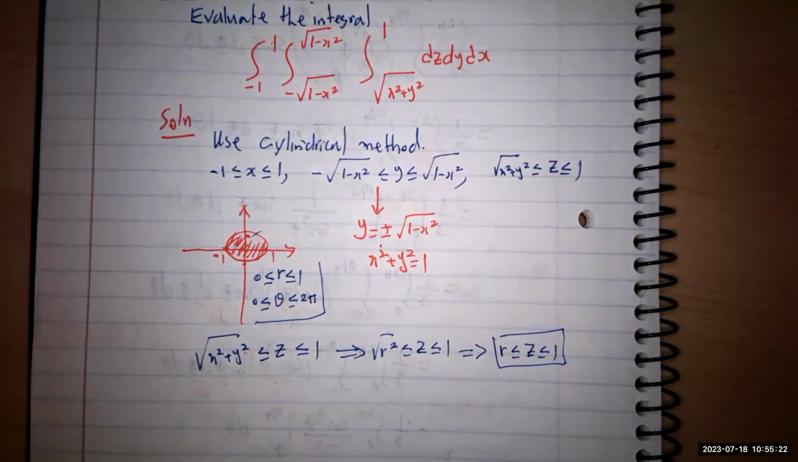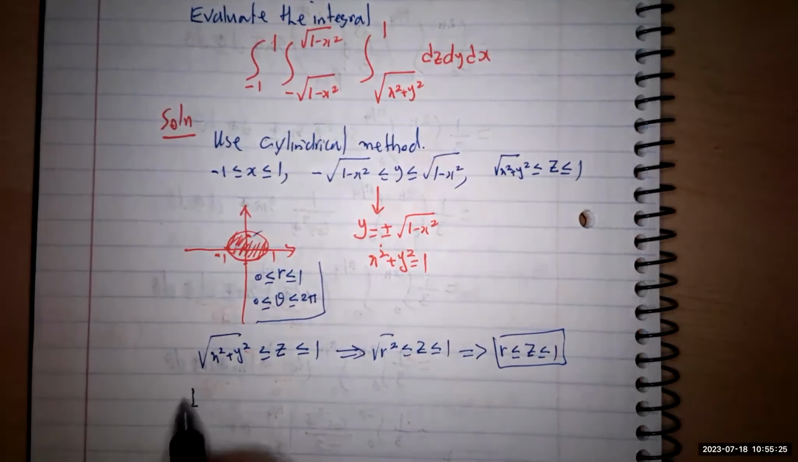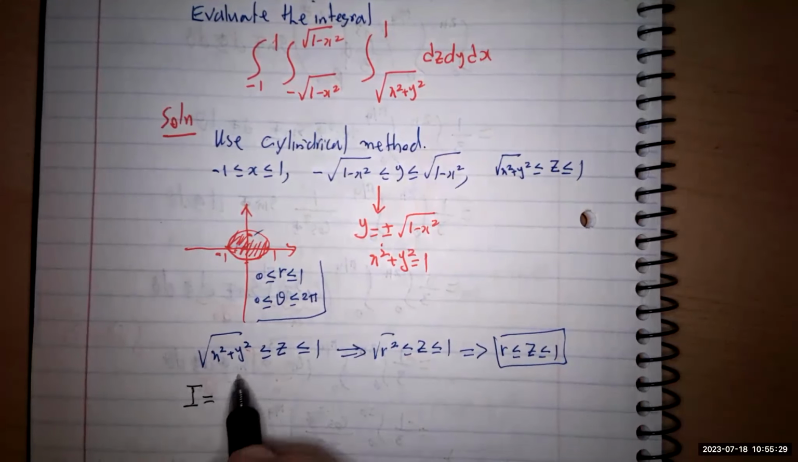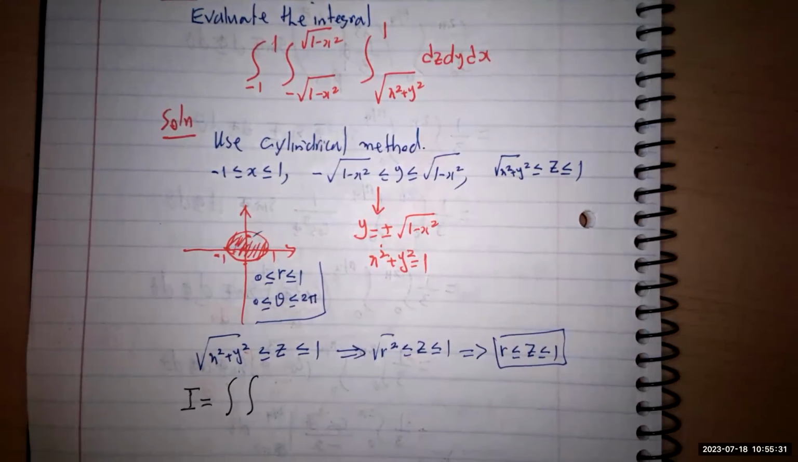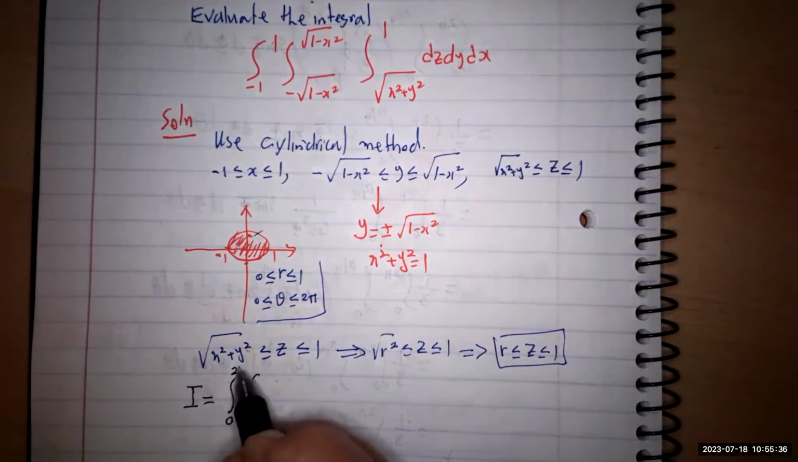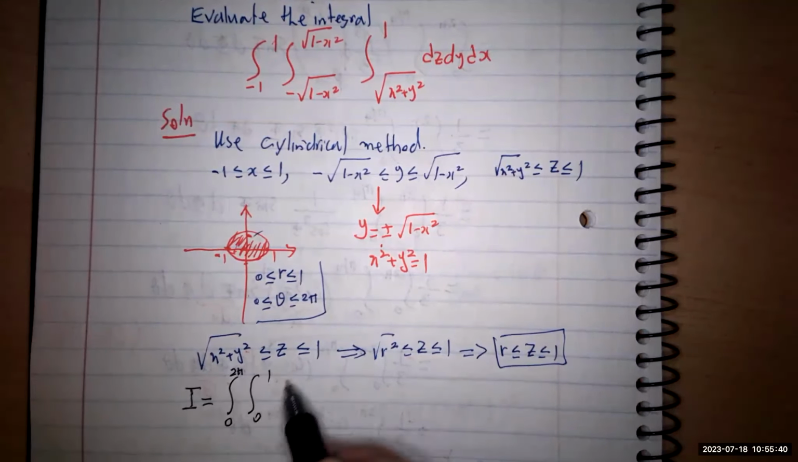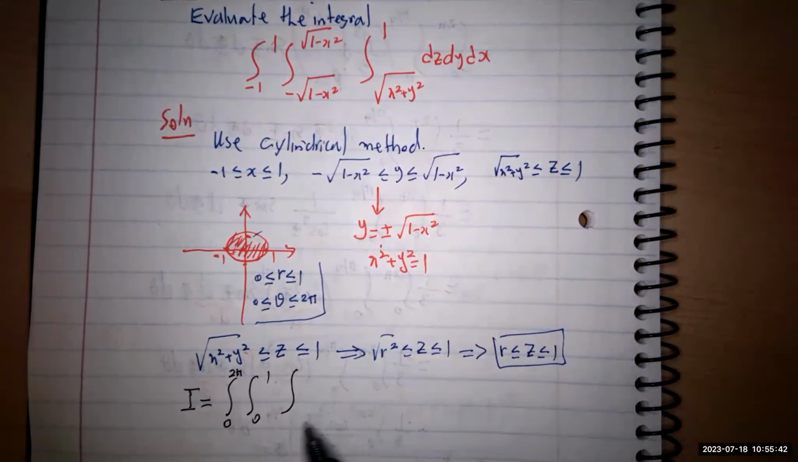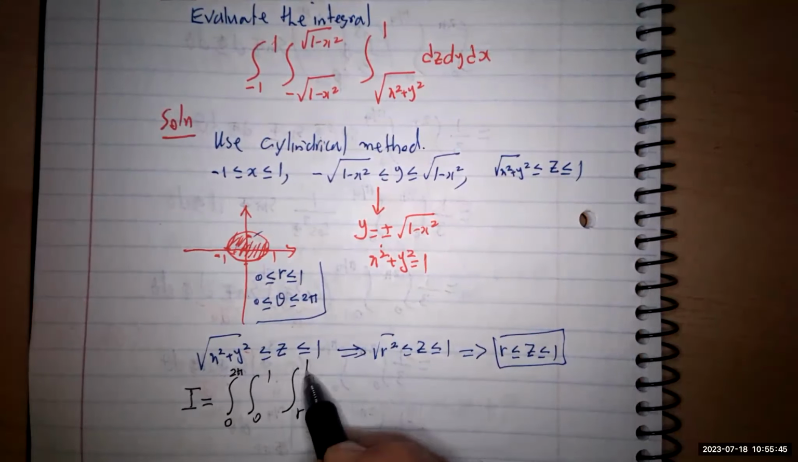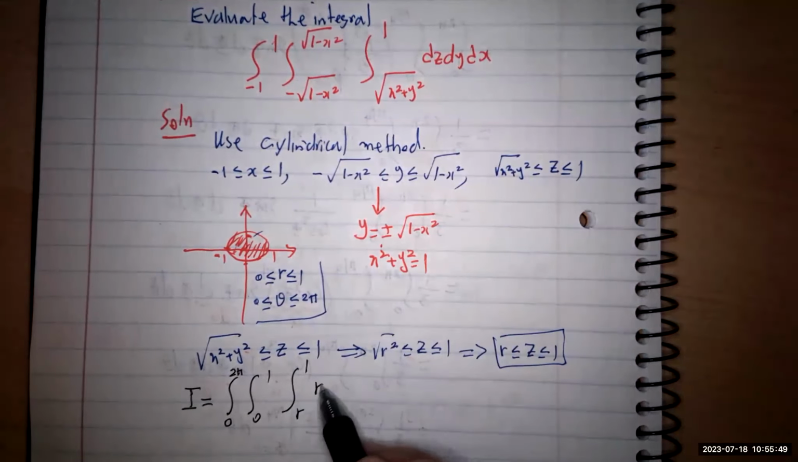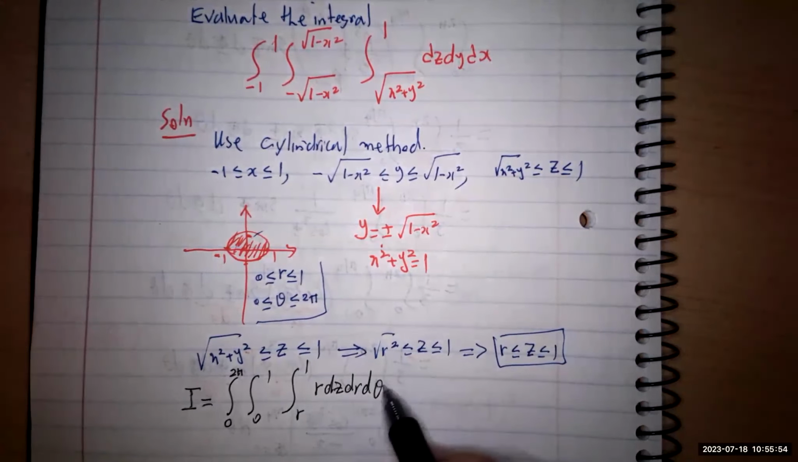So the integral now would be changed into the polar. This is your theta, 0 to 2 pi. This is your r, which is 0 to 1. And this is going to be your z, which is going to be from r to 1. There is an extra r, and the rest is going to be dz, dr, d theta.